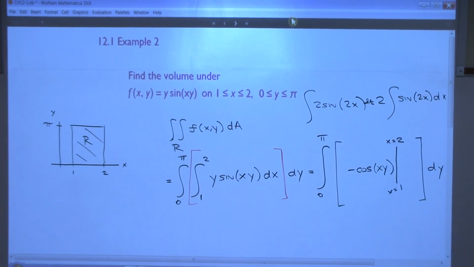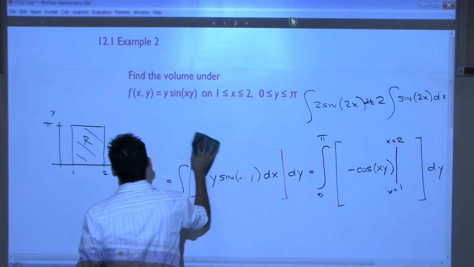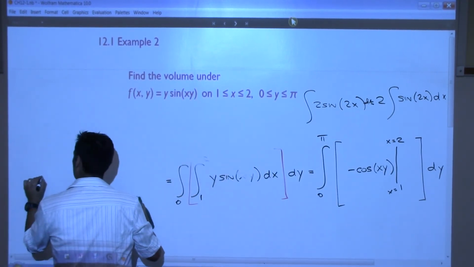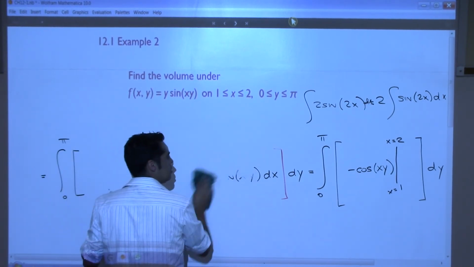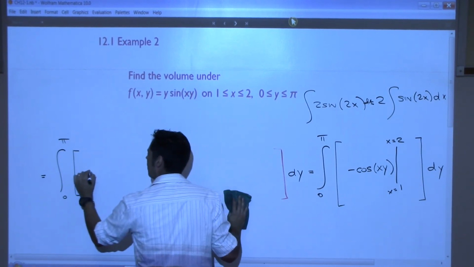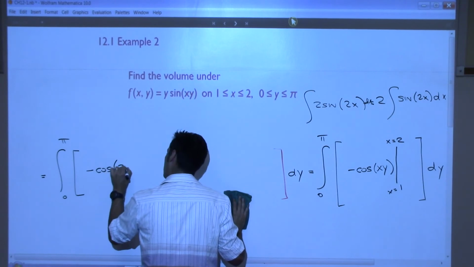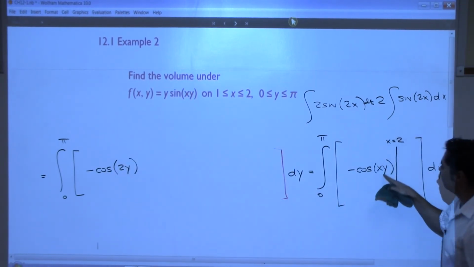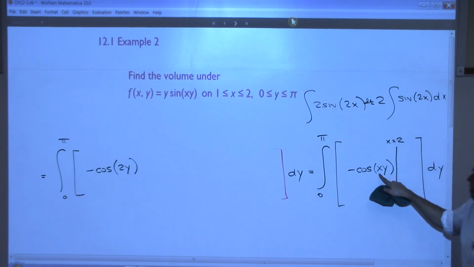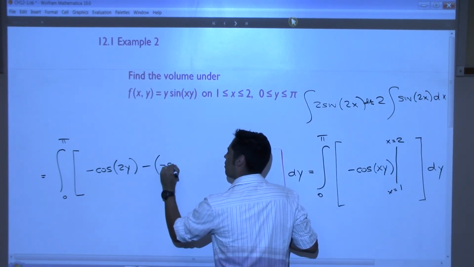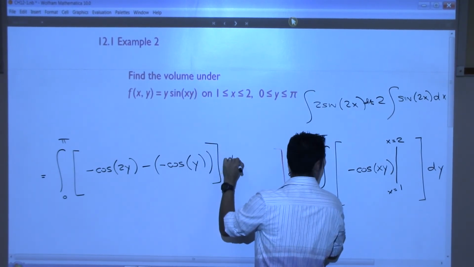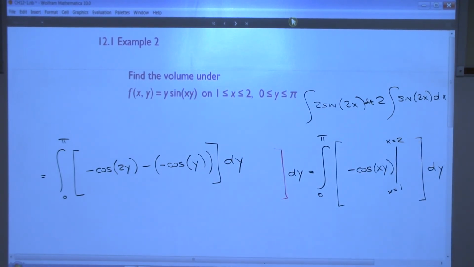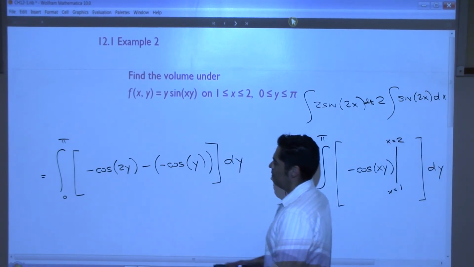All right. Let's proceed. Continuing there, this is going to turn into the integral from 0 to pi. Plug in 2 for x, you get negative cosine of 2y, and then plug in 1 for x, and you get minus the negative cosine of y, dy. Do you all agree with me on that? This is just a plus, isn't it?